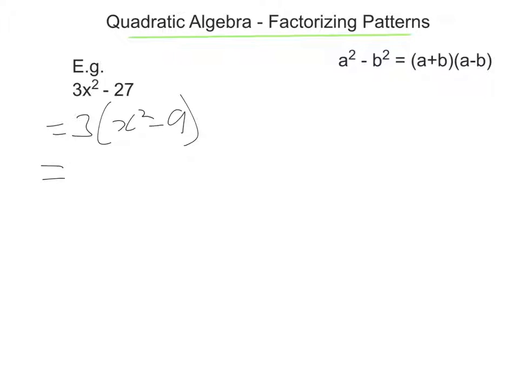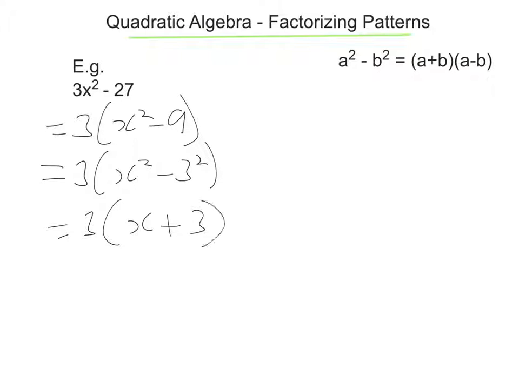And then, because 9 is 3 squared, I can go 3 times x squared minus 3 squared. And now I've actually got something that looks like my rule. I've got an a squared minus b squared situation, where a is x and b is 3. So that means I can now treat a as x and b as 3. And using our rule, which is a squared minus b squared equals a plus b multiplied by a minus b, then I can write 3 times a plus b, or in other words x plus 3, and a minus b, which is x minus 3.